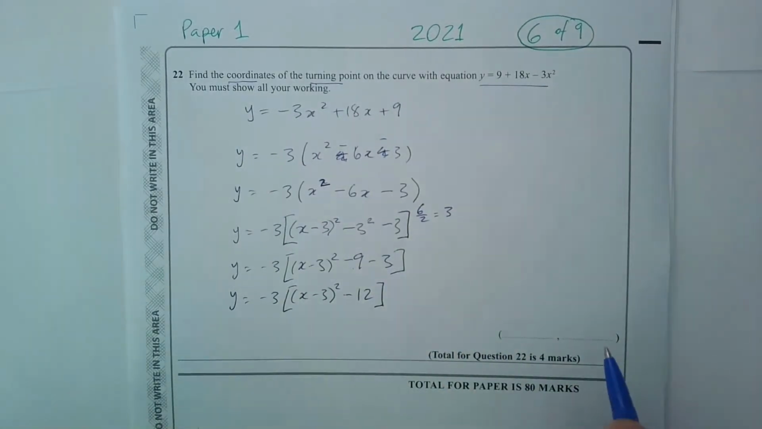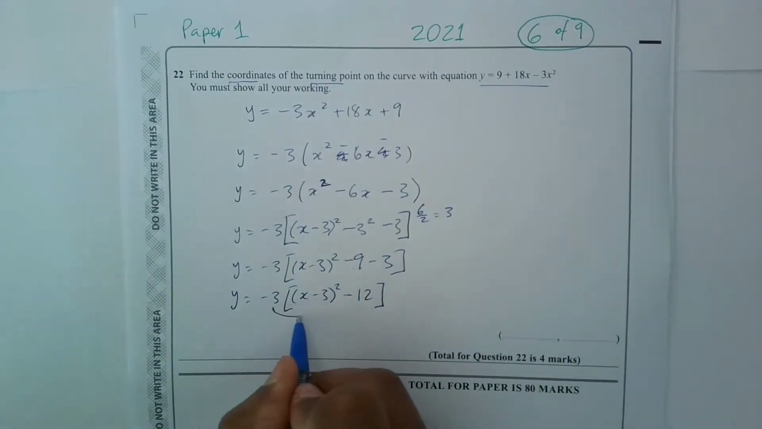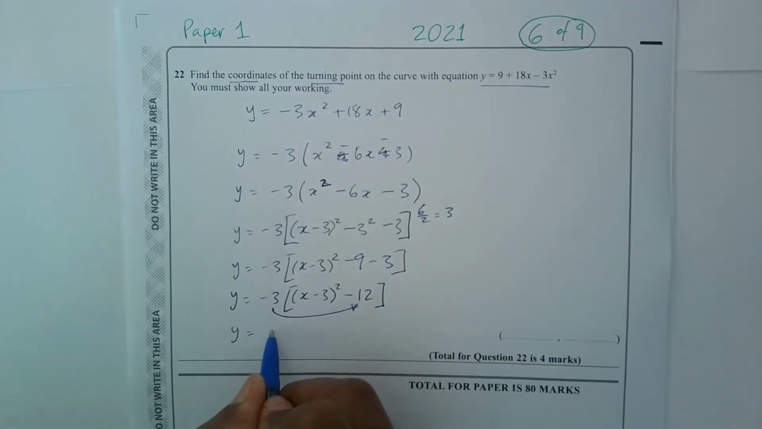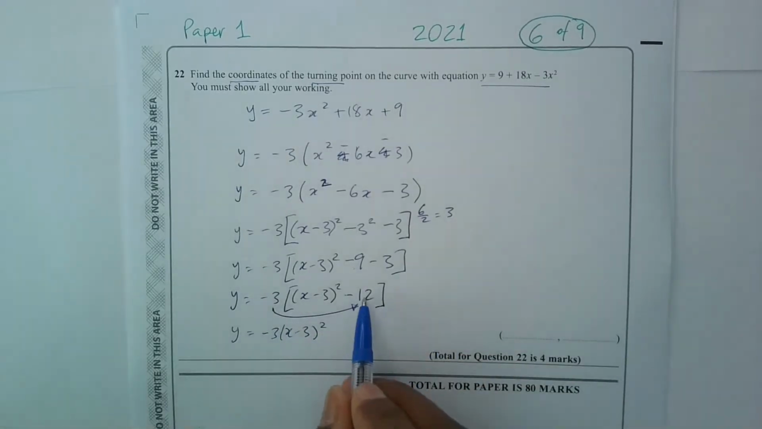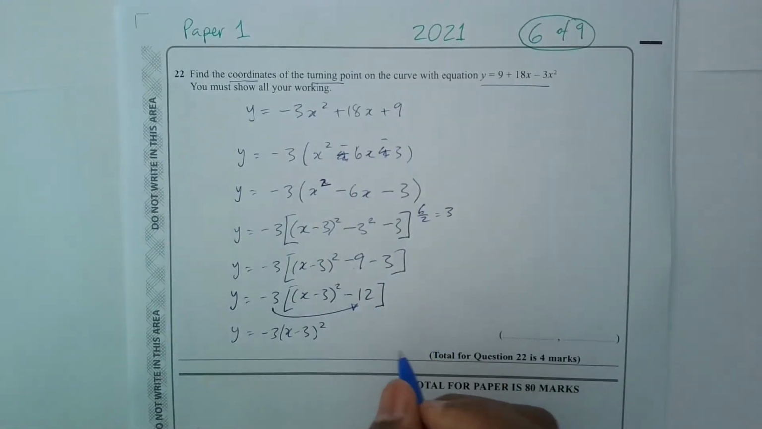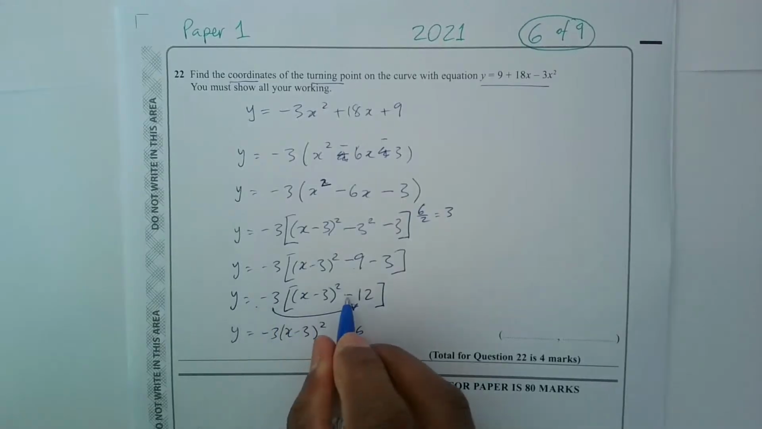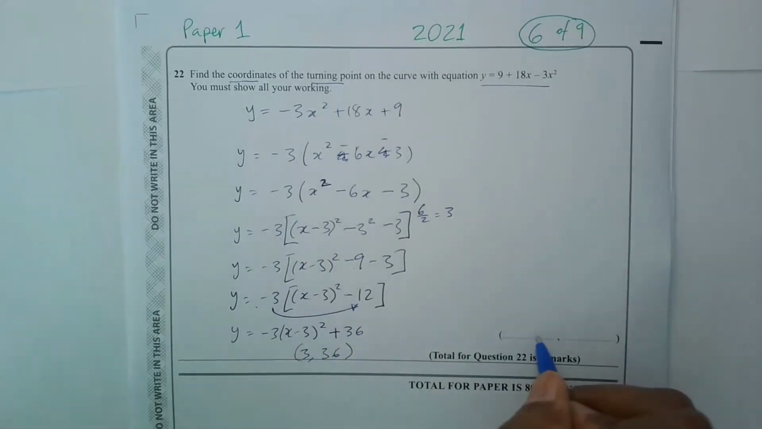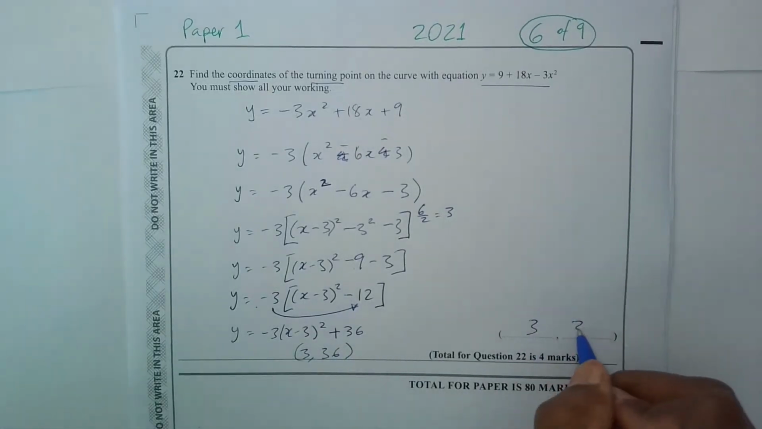Okay, and now I'm going to do what I did previously, which is expand this part out. So y equals minus 3 bracket x minus 3 all squared, and then 3 times 12, 24, 36, and then a negative gives me a positive. So I can see my coordinates for the turning point, the sign changes. So I'm going to have 3, and this is going to be 36. So my final answer is 3, 36.